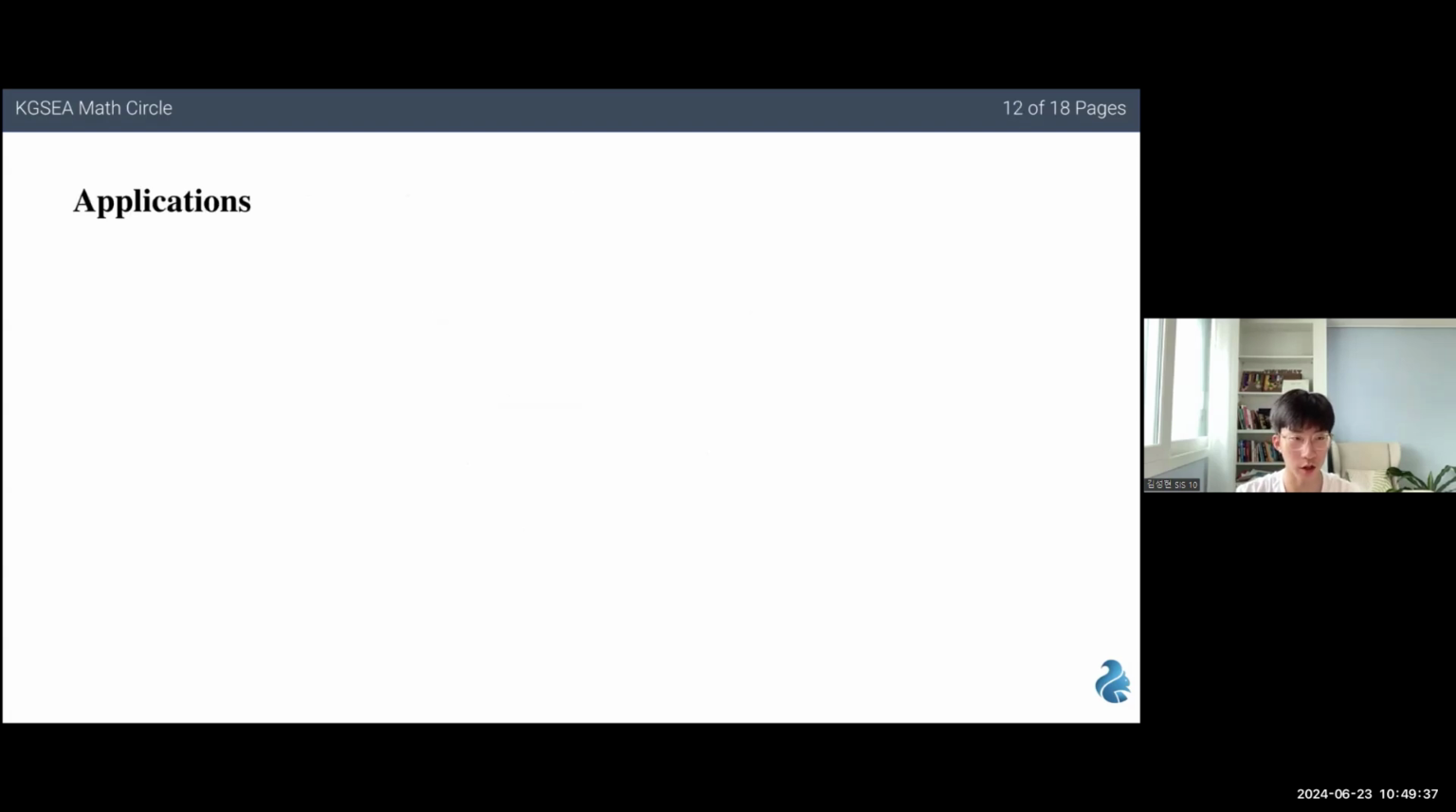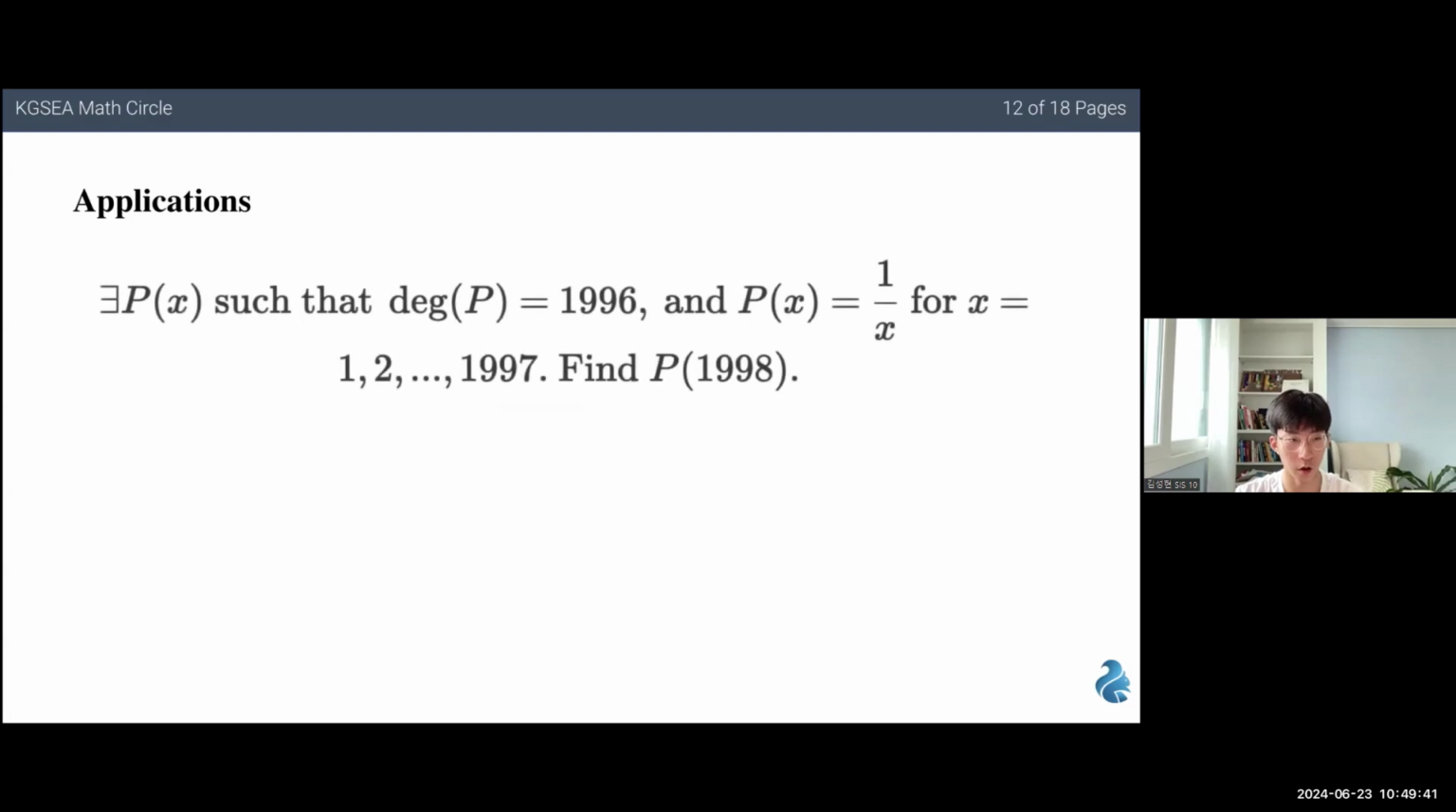So now let's apply these to some problems. This one is from ARML a while back. It states there exists a polynomial such that the degree of it is 1996, and p of x is equal to 1 over x for x equal to 1, 2, and all the way to 1997, and the values are all integers. And we're tasked with finding p of 1998.